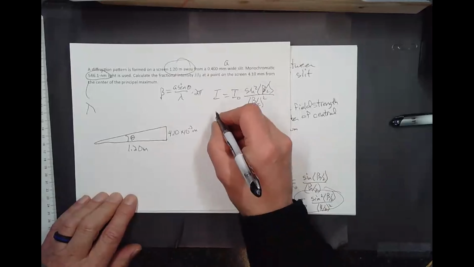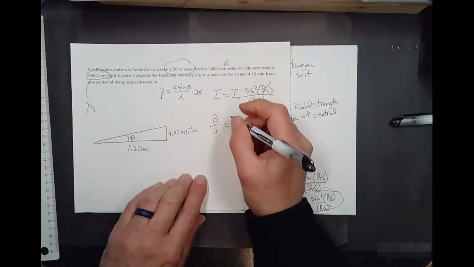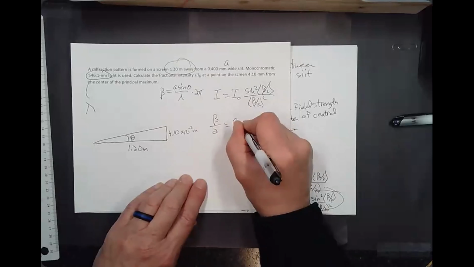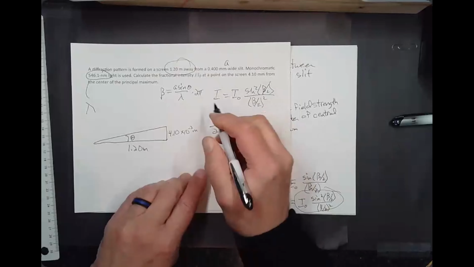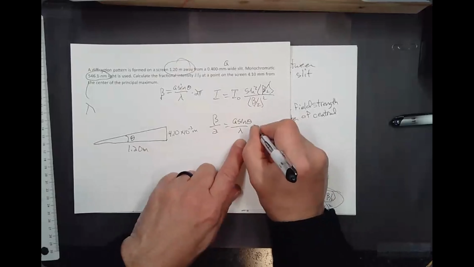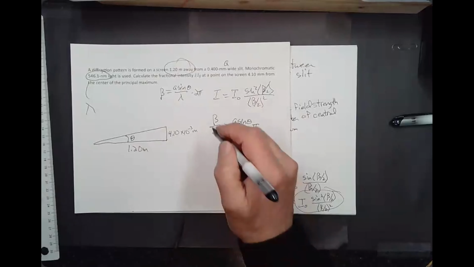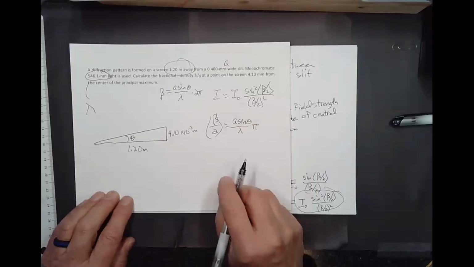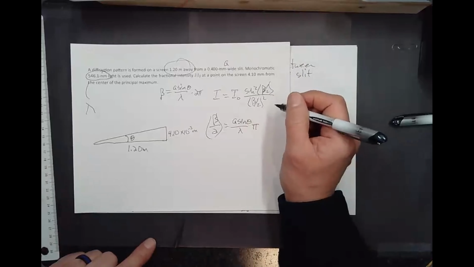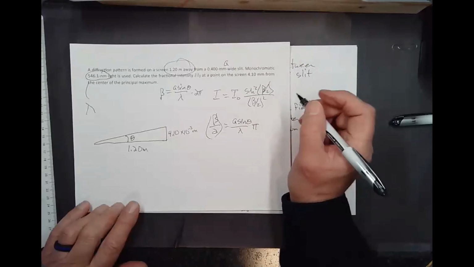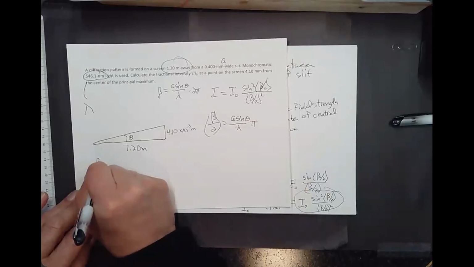Actually, beta over 2 is going to be a sine theta over lambda. Instead of 2 pi, I'll just have pi here. And so that's what beta over 2 will be. And then I can do the sine of beta over 2 divided by beta over 2 squared. So, all right, let's plug in and see what beta over 2 happens to be.